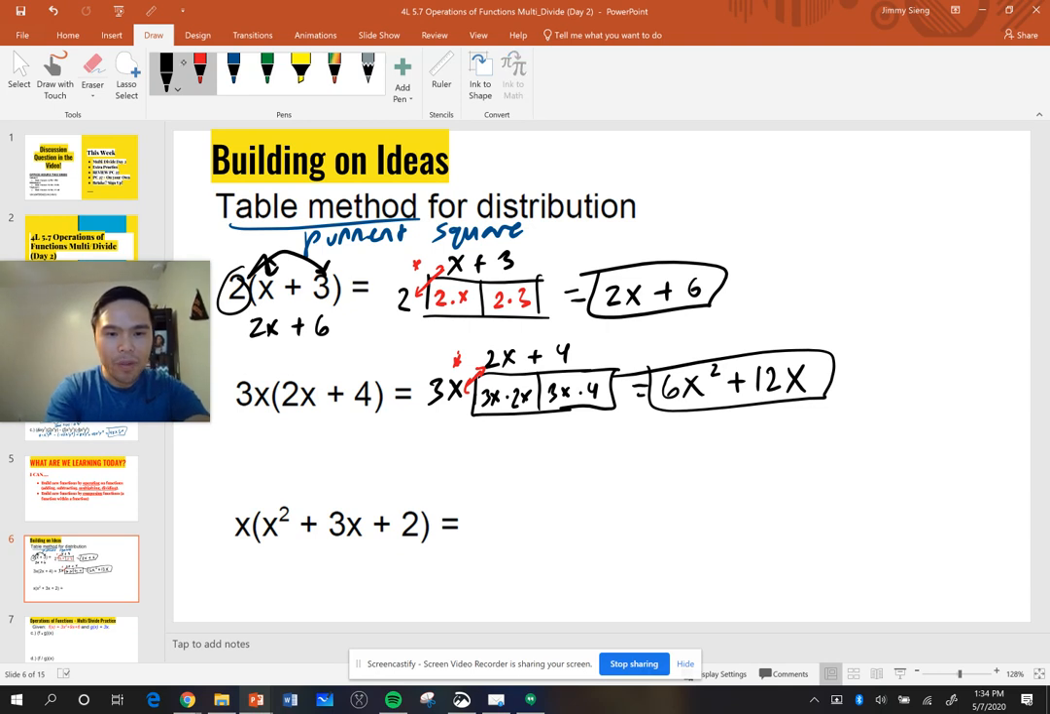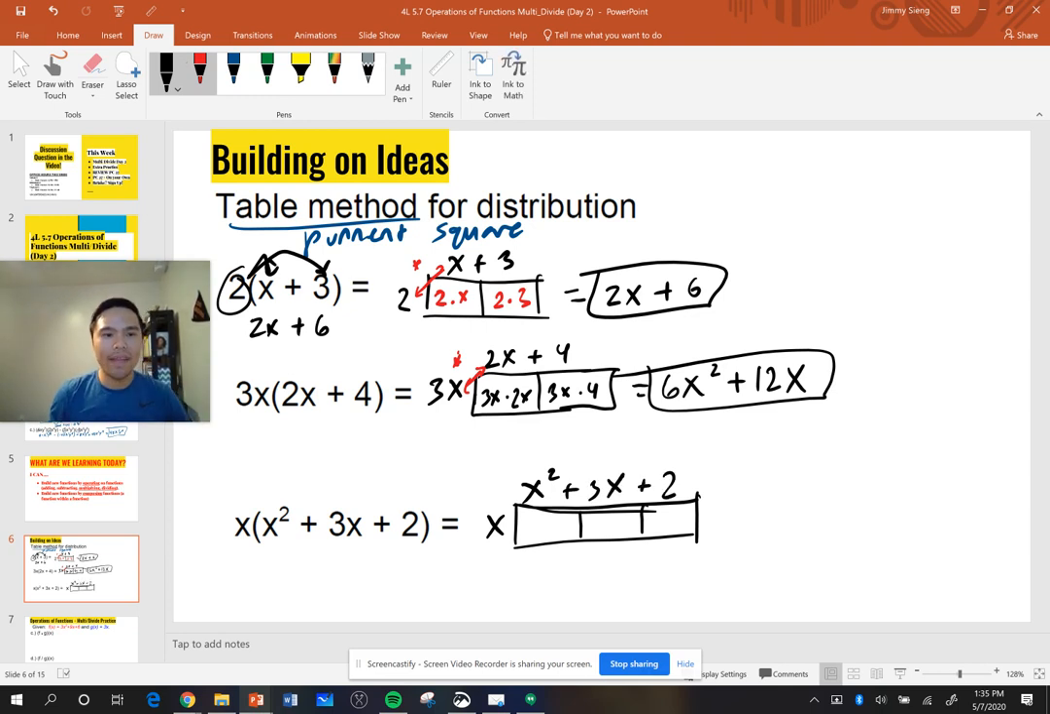Now I got 3 terms. So I'm going to create 3 different rectangles within this bigger rectangle. 1, 2, 3. Yeah, that should work. So I got x on the left side. On the top, we get x squared plus 3x plus 2.